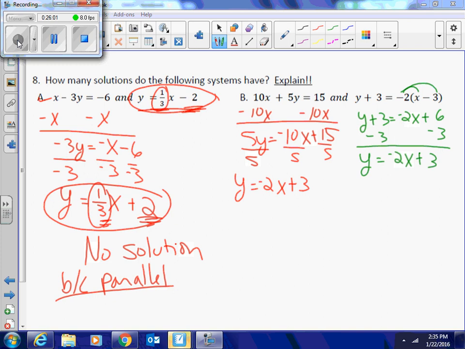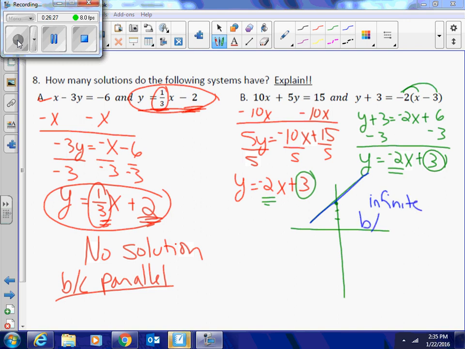Well, they have the same slope. Might make you think that they're parallel. But they also have the same y-intercept. So these are actually the same line. Picture it. If I were to graph them with a y-intercept of 3, here's the first line. Graph the second line right on top of it. There are infinitely many solutions. Infinite. The reason is because they are the same line.